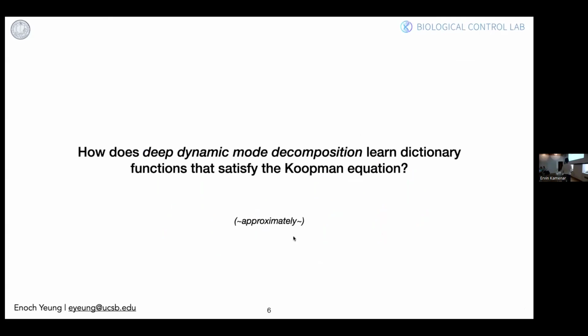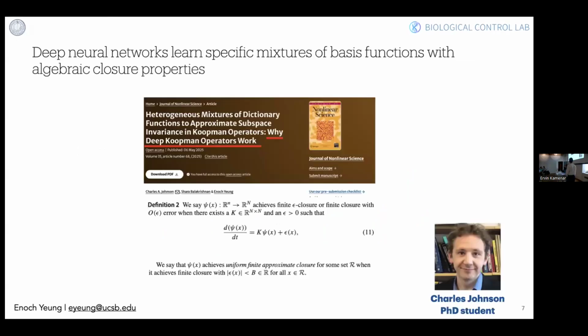So how does deep DMD learn dictionary functions that satisfy or approximately satisfy the Koopman equation? And all of that was published this year, finally, in May of 2025. It's in a paper that is similar to the title of this talk, but in particular, it says, why do deep Koopman operators work? If you like this material from this talk and you want to read more about it, there's a very long paper that has this, and you can just search this on Google: why do deep Koopman operators work?